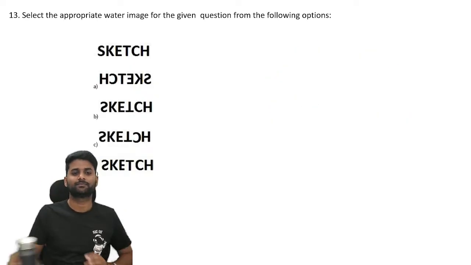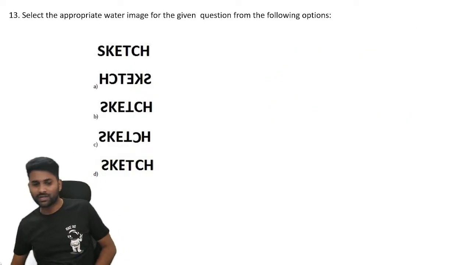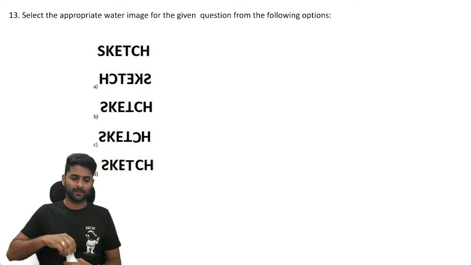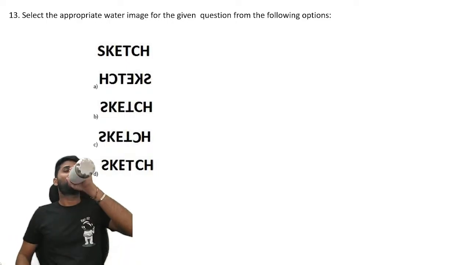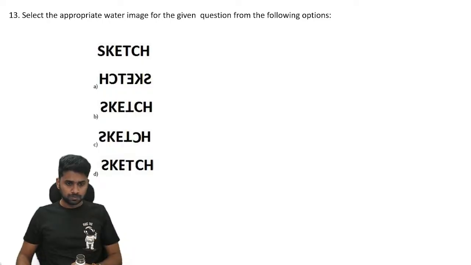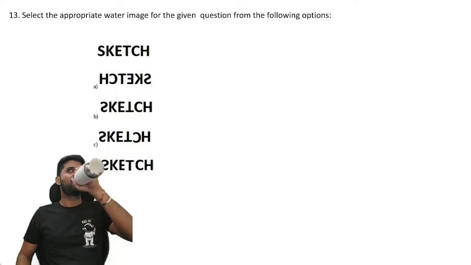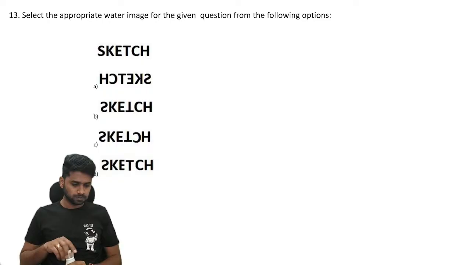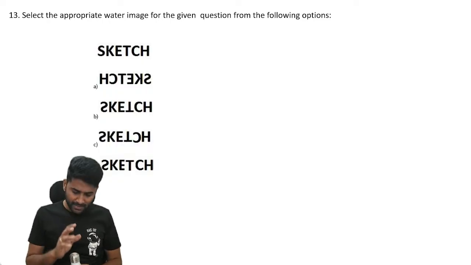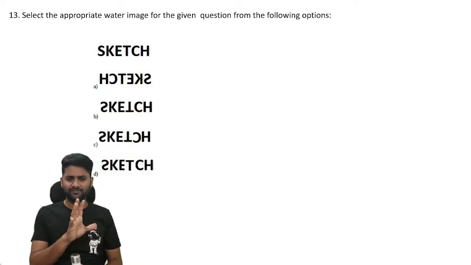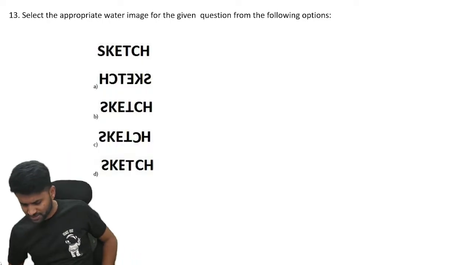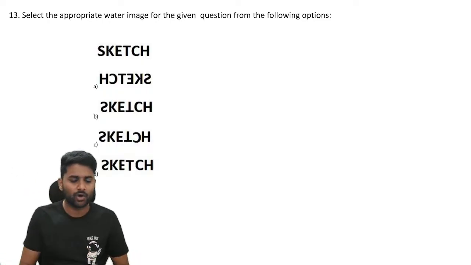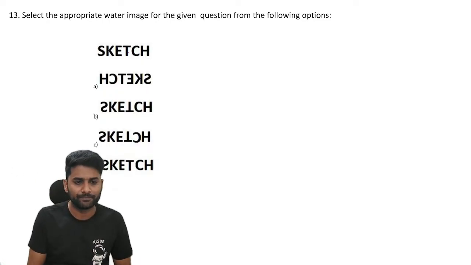Next, try this question. Find the water images. See, any question related to non-verbal has 6 different topics in non-verbal. Go through the option verification. And they are talking about water images, right?